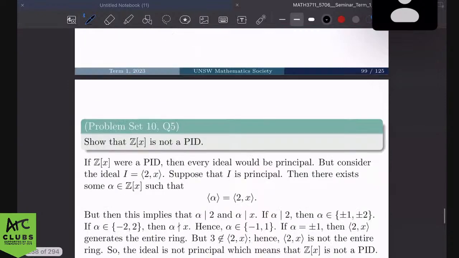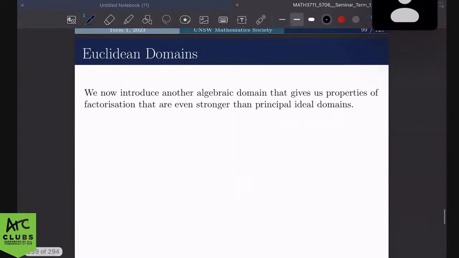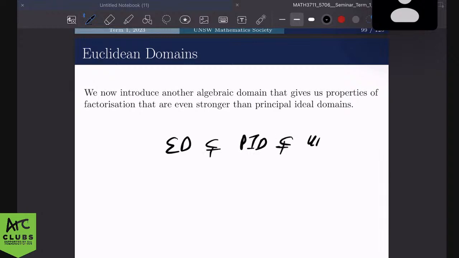Let's go down and we'll move on to the next concept. Alright, Euclidean domains. This algebraic domain gives us properties of factorization even stronger than PIDs, which means that we'll see this later: ED is a subset of PID, and it's a proper subset of UFD. Okay.